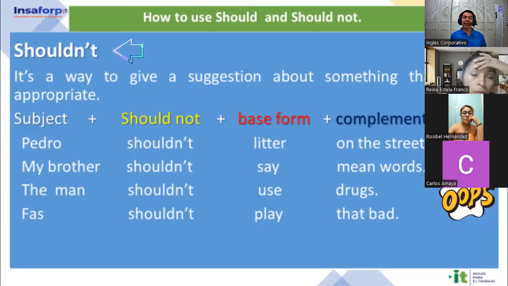My brother shouldn't say mean words. I mean, malas palabras, mean words. The man shouldn't use drugs. Paz shouldn't play the... Oopsie. Sorry, se me olvidaba que casi todos son de Santana. No hubiera puesto el metapan, quizá. Sorry. Ya se fue la oración, lo siento. El Faz no debería jugar tan mal. I'm sorry. Okay, Faz shouldn't play that bad.